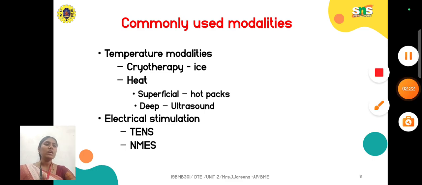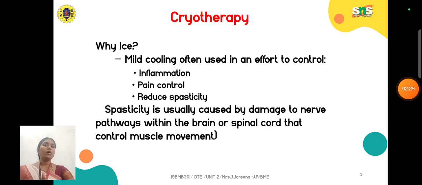Now we will see different types of cryotherapy. Why are we preferring ice? It gives a mild cooling, which is used to control inflammation, control pain, and reduce spasticity. This is very, very important. It makes the tissue freeze, so you don't have any sensation of pain there.